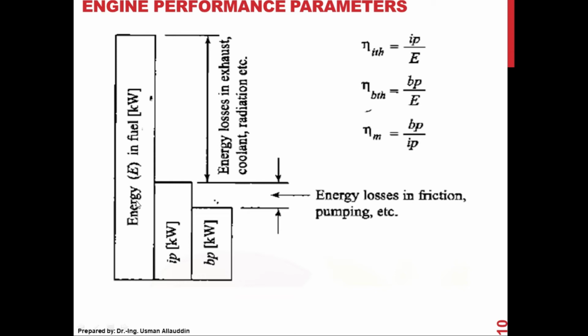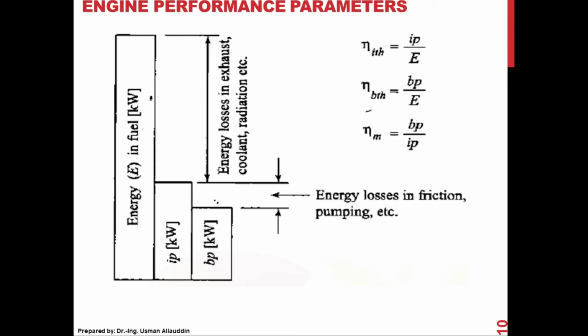Like in the first stage, energy in the fuel will be converted into indicated power, and let's suppose this is 100. So 100 kilowatt of power is supplied by burning fuel, and let's suppose 30 kilowatt of power is produced and 70 kilowatt is lost. Now this energy will be lost, for example energy losses in exhaust, coolant and radiation. You know that the exhaust which is coming out of the engine, its temperature is quite high, so it has some energy, and this energy has come by burning fuel.